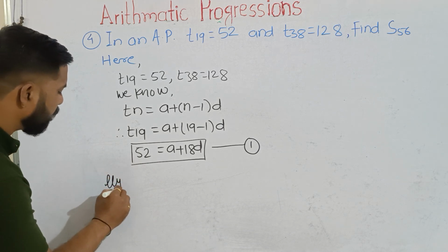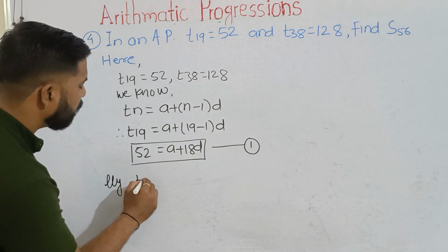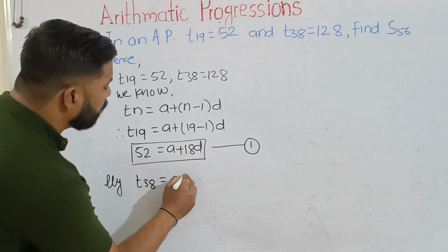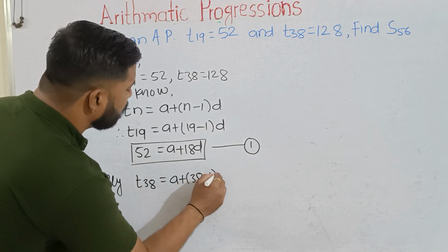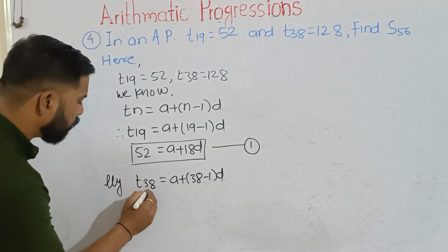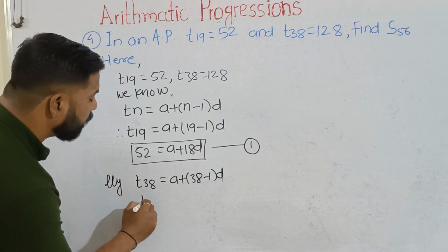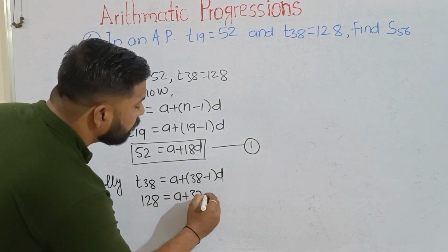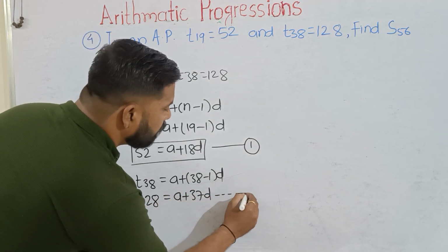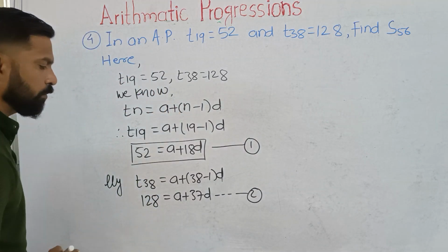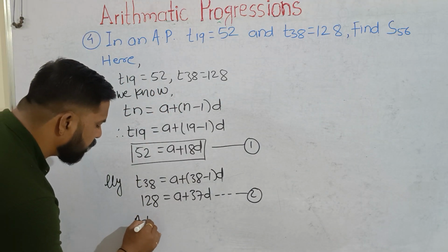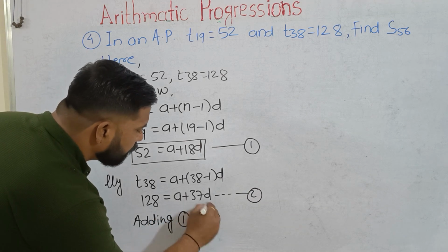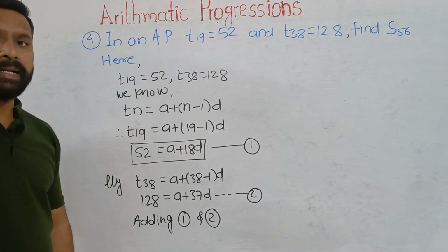Similarly, we can write T38 is equal to a plus 38 minus 1 into d. What is the value of T38? 128, which is equal to a plus 37d. It is equation number 2. Already we decided to add them together. Adding 1 and 2, we are going to add them together.